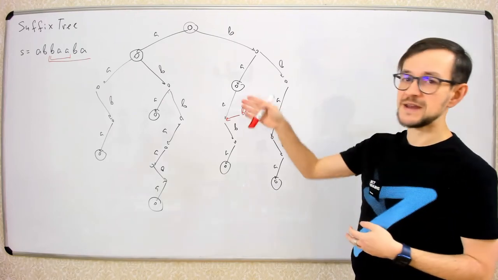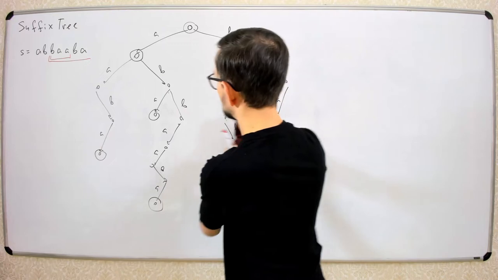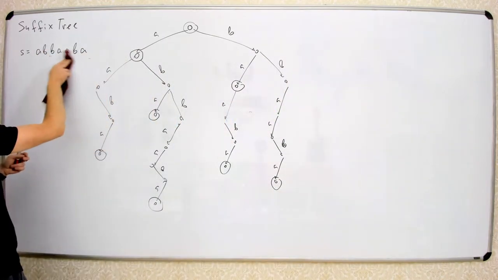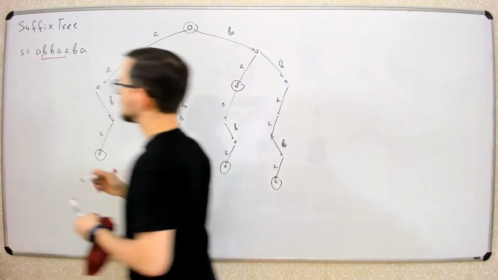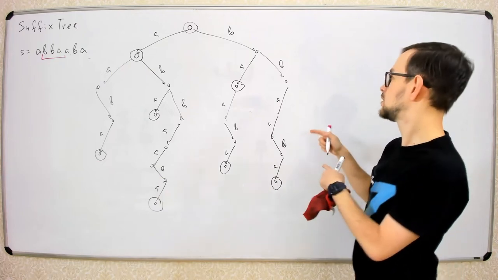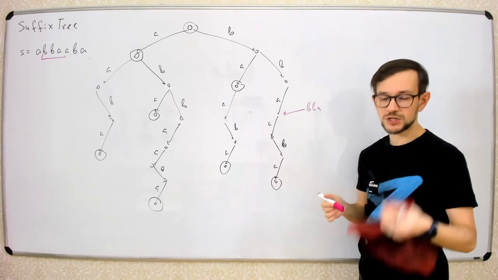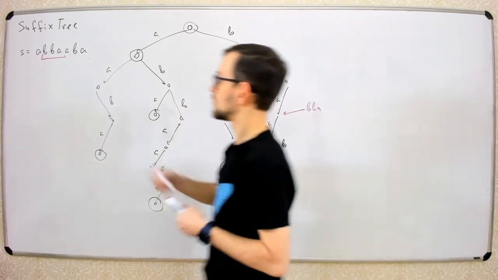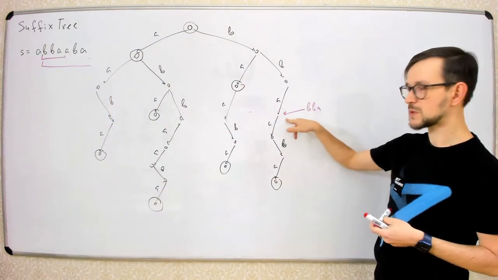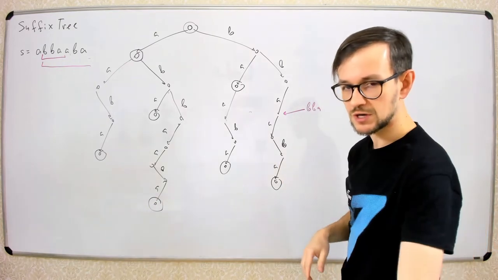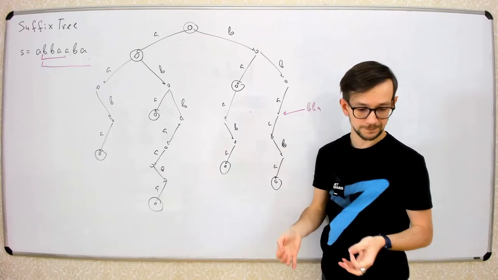And vice versa. If you take any substring of your text, it will be present in this trie. So for example, let's take the substring BBA. This substring BBA should be in this trie. It is here. Again, that's because each substring is a prefix of some suffix. So we have this suffix in the trie. This string is a prefix of this suffix, so it must be present in this trie. So every node of this trie corresponds to some substring, and every substring is represented by some node of this trie.